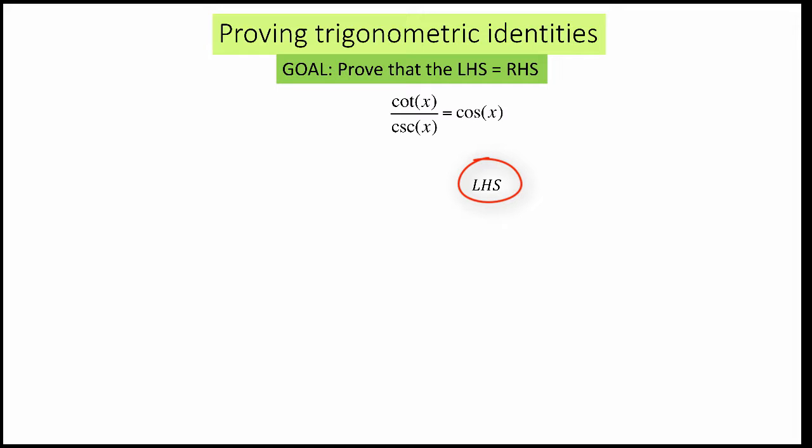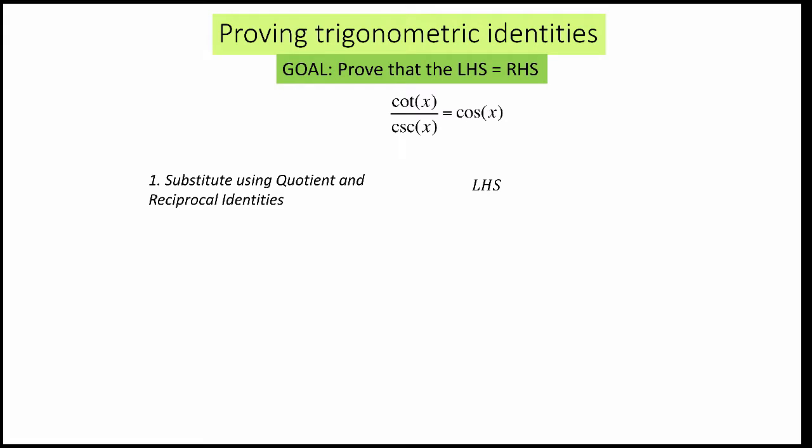Now, how am I going to get from the cotangent of x over the cosecant of x? How am I going to manipulate that to get something that is the cosine of x? Well, I'm going to start by looking at identities and seeing if there's something I can substitute in for that cotangent and cosecant that will get me closer to my goal.